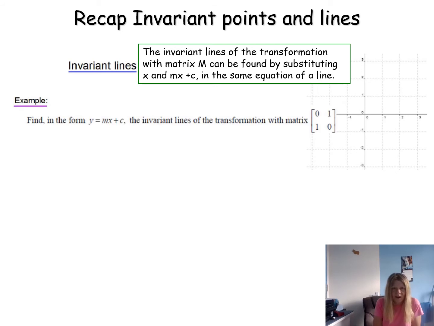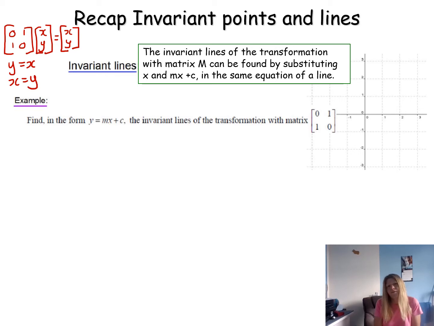Right, so invariant points first. Let's squash it up here. (0, 1), (1, 0). Do the same thing. What gives me (x, y) that equals (x, y)? I always do this bit. So therefore you get y equals x. If you do it the other way around, you get x equals y. So you know that the line of invariant points is going to be x equals y.